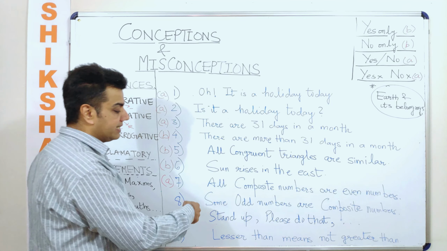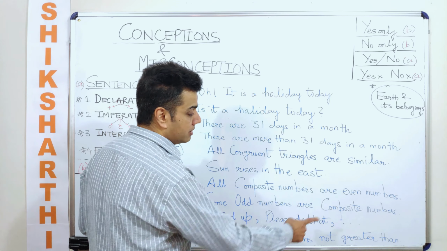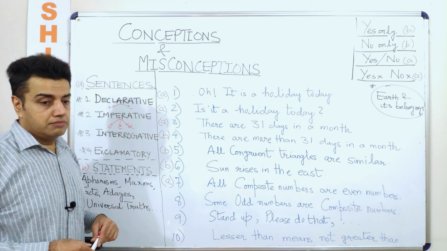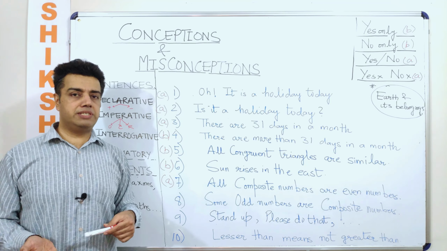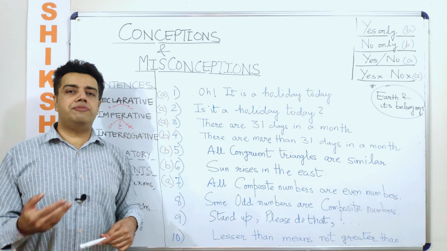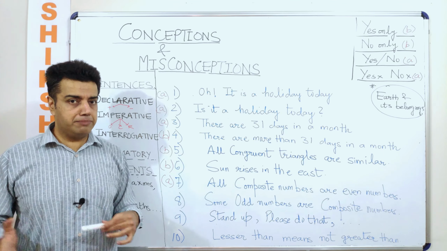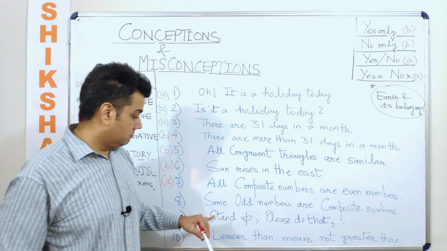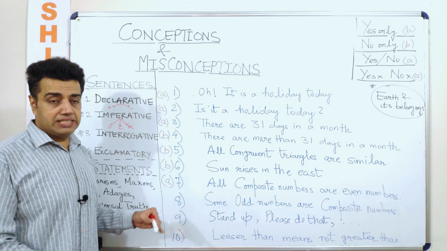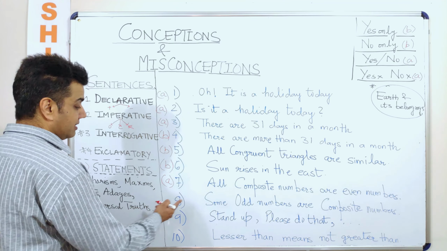Okay, so you would see the next example now. Some odd numbers are composite numbers. So let us talk about the first odd number, which is 3, which is not a composite number, it is prime. Next odd number 5, next odd number 7, which are still primes. Next odd number 9, which becomes composite. So is this correct? Yes, it is. So this falls under the category of a statement.